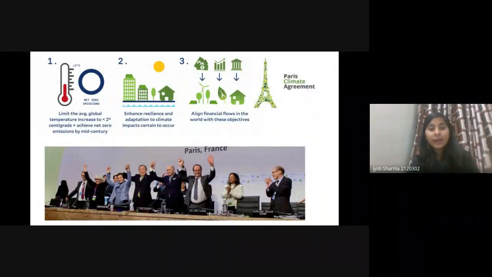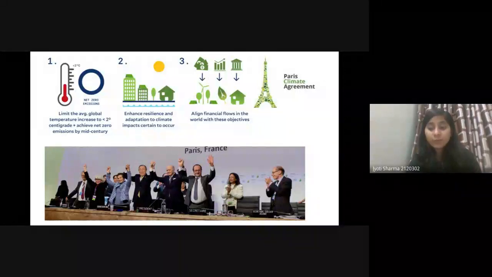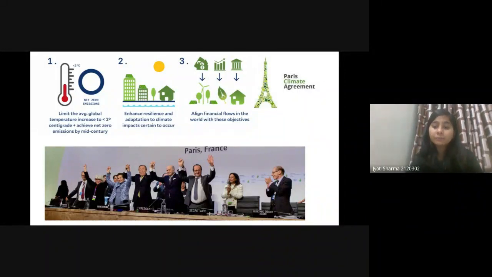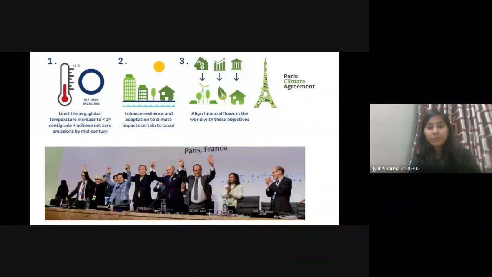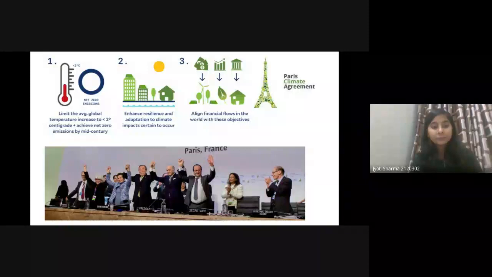Here we can see like we had three goals. The first is to limit the average global temperature increase to less than 2 degrees centigrade and plus achieve net zero emission by mid-century. This was the main primary goal. For that, we have to enhance our resilience and the adaptation to climate impact. And then we have to align financial flows in the world with these objectives. So we must have some funding so that we can adopt some changes. So this was happened in Paris Climate Agreement.